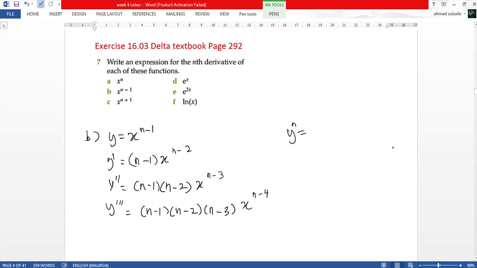Alright, so I just want to highlight a few things over here. Let's talk about the coefficient. When you have y prime, you subtract with 1 at the end. When you have double prime, the last coefficient is n minus 2. When you have triple prime, you stop at 3. So actually, you will get n minus 1, n minus 2, n minus 3, until n minus n. So you can see n minus n is 0.